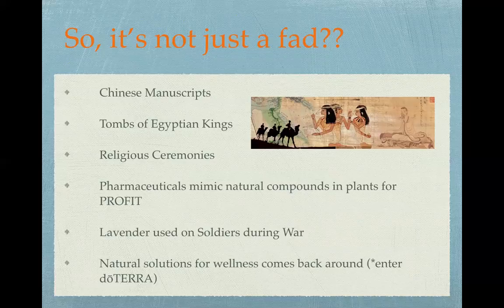And then when pharmaceuticals came around, these guys really wanted to find ways that they could mimic the natural compounds found in plant-based medicine. So they wanted to find a way that they could mass produce these medicines and then patent them for a profit. And soon plant-based remedies were really no longer the norm, and pharmaceuticals then became more of what people would turn to.